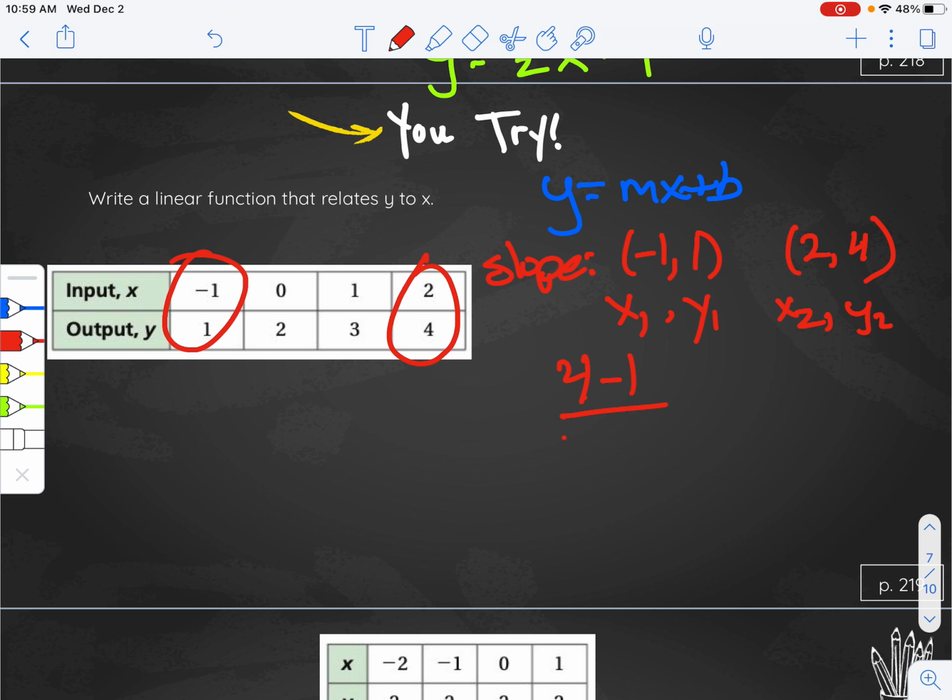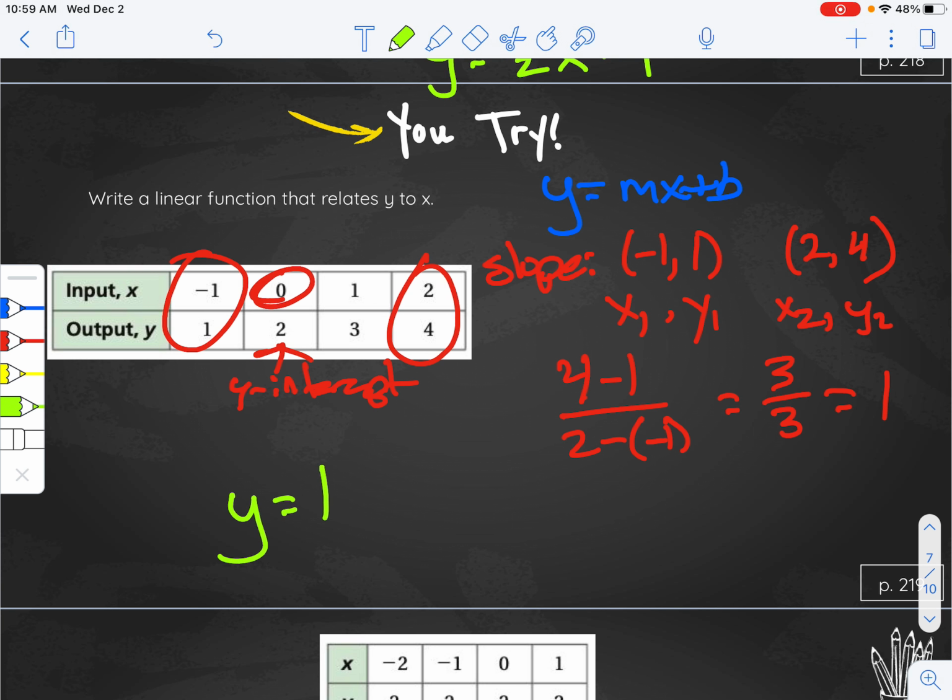Four minus 1 over 2 minus -1. 2 minus -1 will give me 3, so you should have gotten a slope of 1. And our y-intercept is right here where x equals 0. So our y-intercept equals 2.